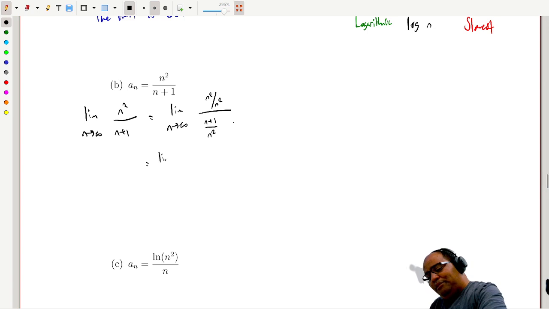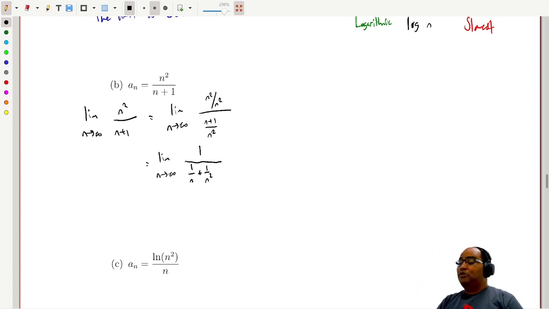Now we need some cleanup. On top, I just get a 1, a constant, and on the bottom, if I divide everything correctly, 1 over n plus 1 over n squared. Uh-oh. Looks like we got a problem here. 1 over n goes to 0. 1 over n squared goes to 0. We know this, right? But 1 divided by 0, well, that's not good.